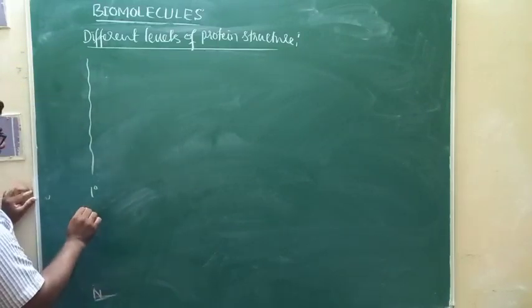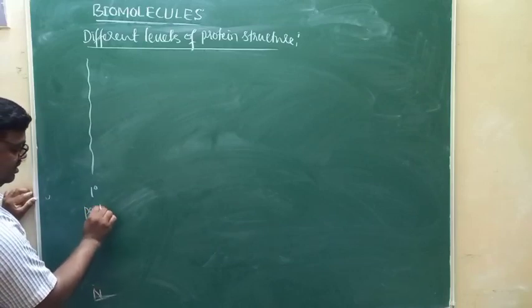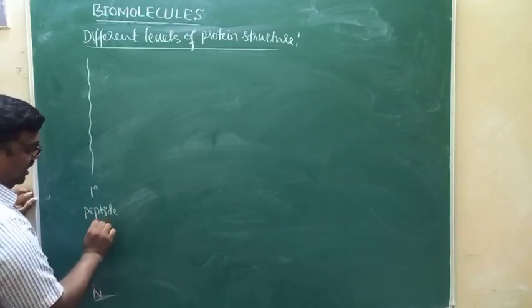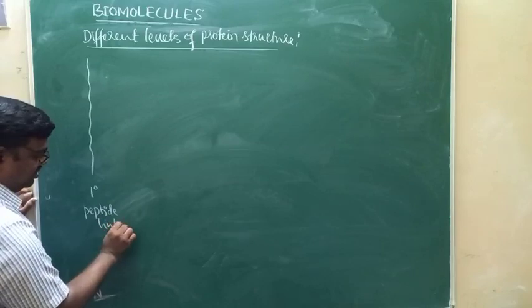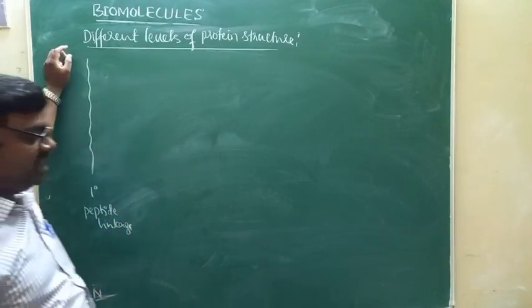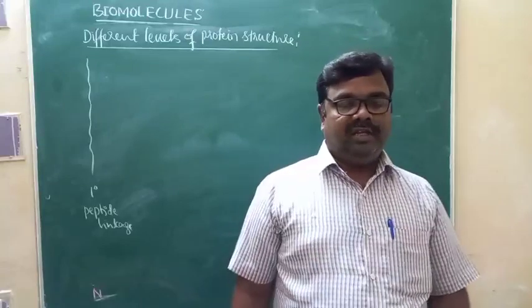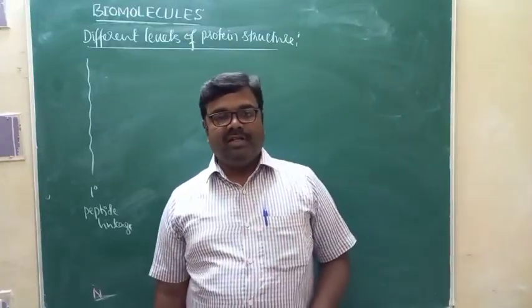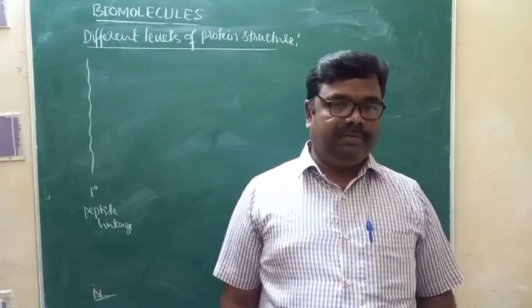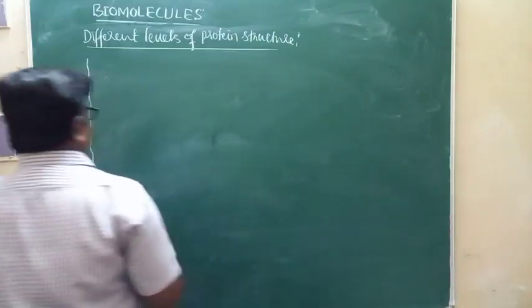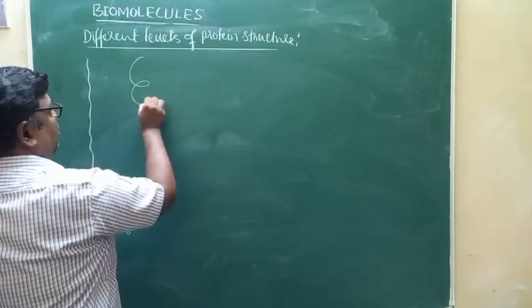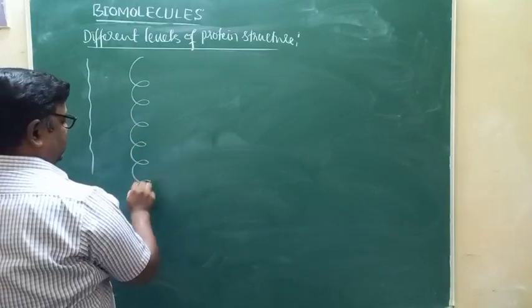This primary structure is characterized by peptide linkages. So this is primary structure. In secondary structure, due to the hydrogen bonding between CO groups and NH groups of the peptide bonds, there is a coiling of the polypeptide chain.